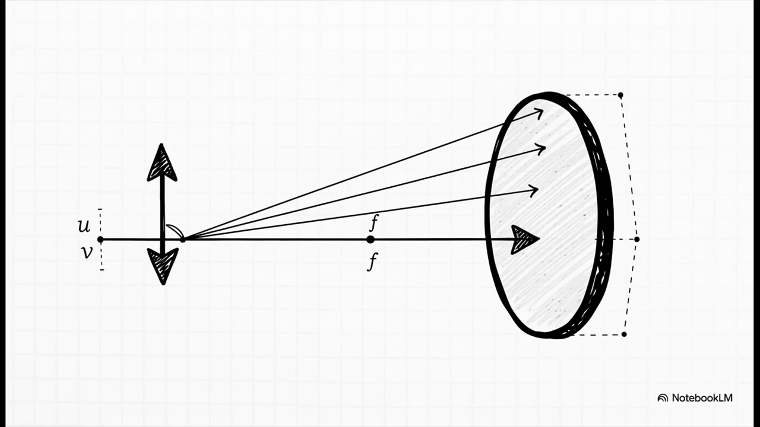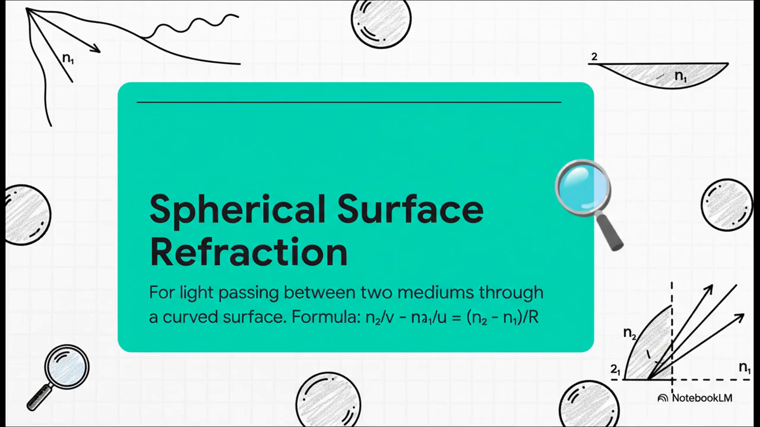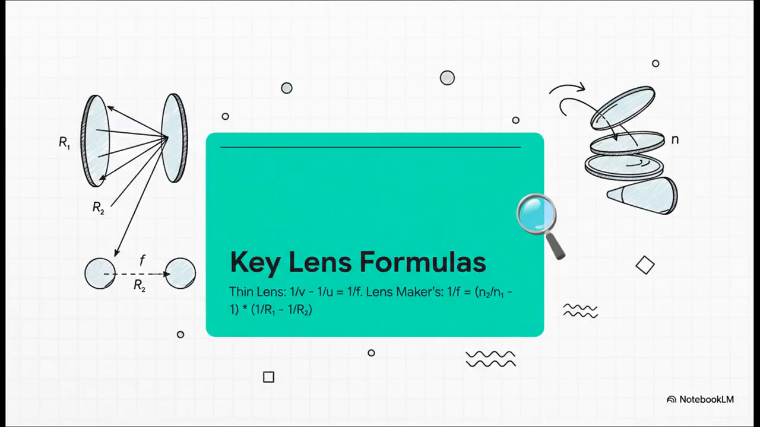See? The signs tell the story. Now, before we can build the formula for a whole lens, which remember has two curved surfaces, we need the formula for just one. This equation here describes what happens when light passes from one medium to another through a single curved boundary. It might look a little complicated, but just think of it as the fundamental Lego brick. Once we understand this piece, we can stick two of them together to build the much simpler and more useful lens formula. And here they are, the stars of the show for lenses.